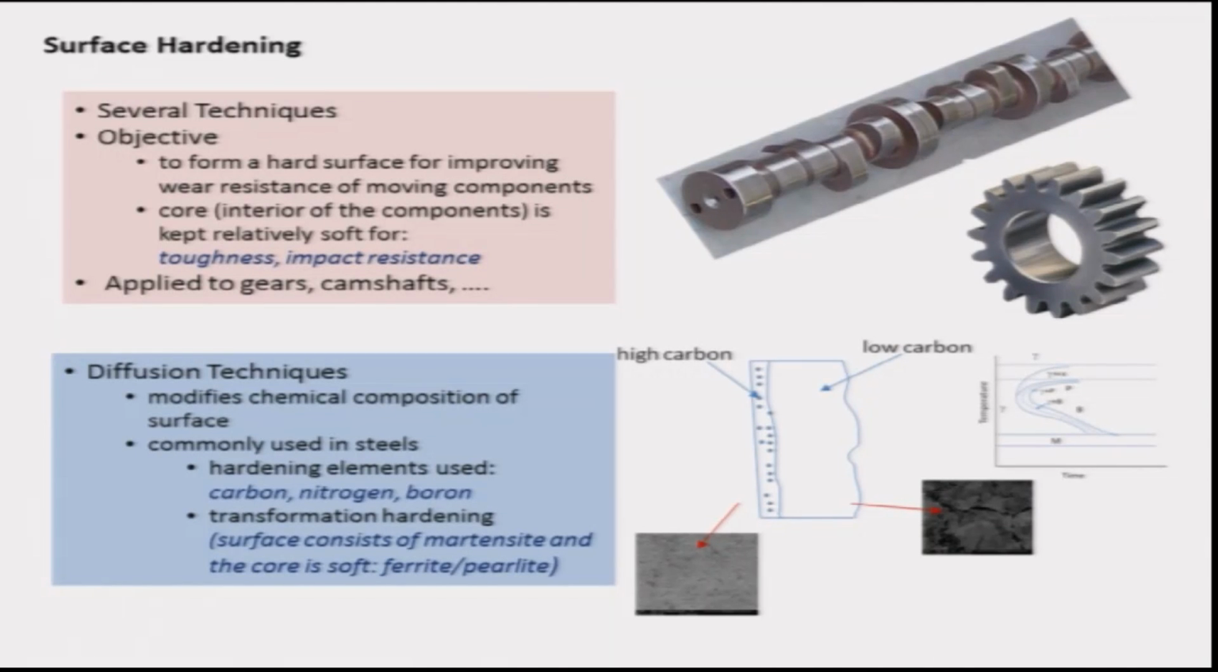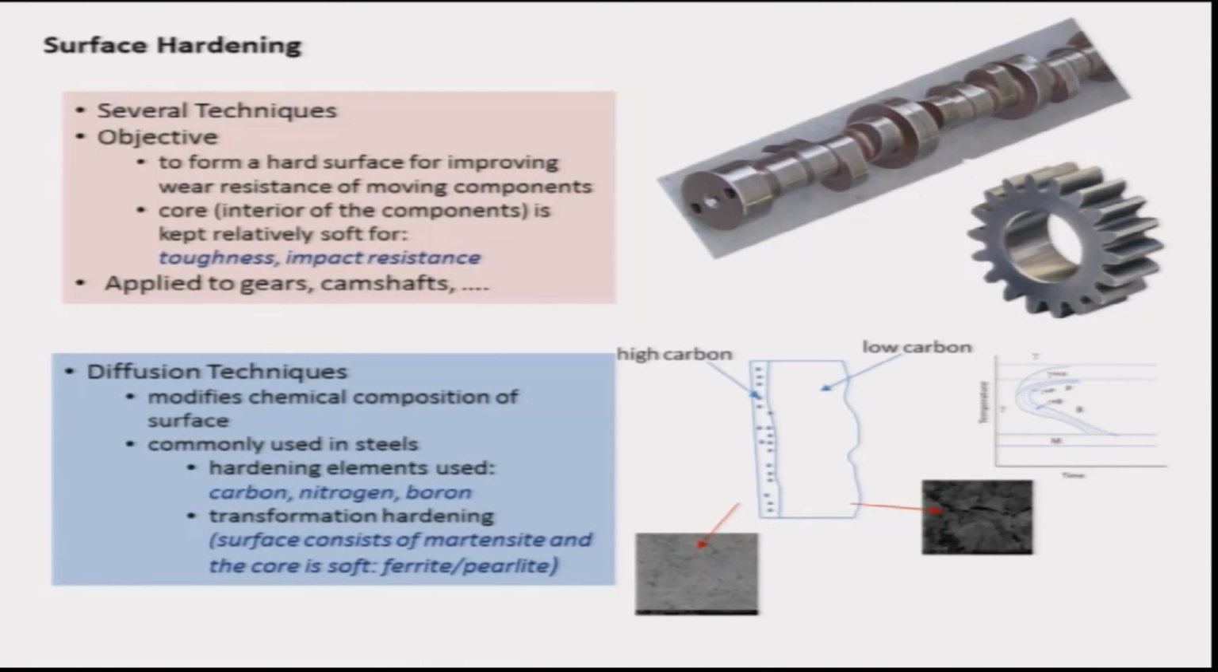So, you have a hard surface in the end with overall toughness of the component being still kept high, without losing the toughness or the impact resistance of the components. So, for example, camshafts and gears come under a lot of impact loading, so they can still sustain those, while at the same time the wear resistance has been increased through surface hardening.